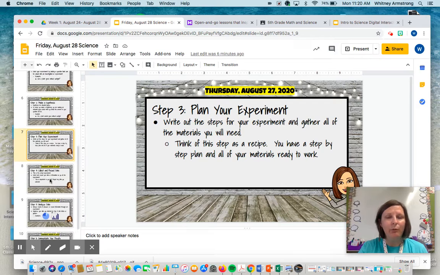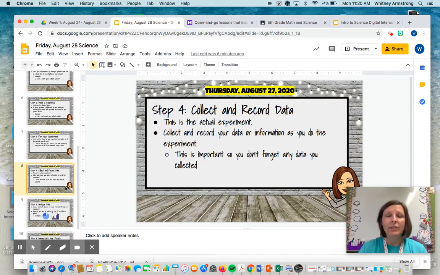Next is step 4. This is where you collect and record your data. Data is just the information that you're collecting.